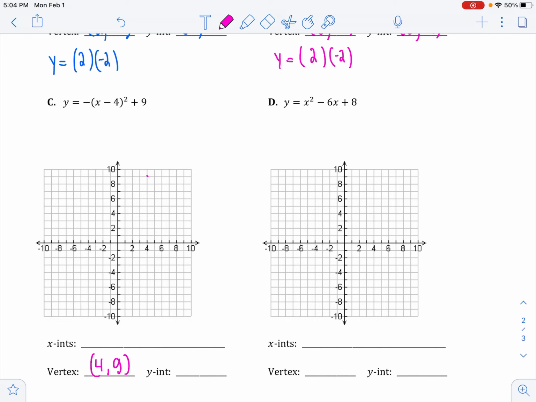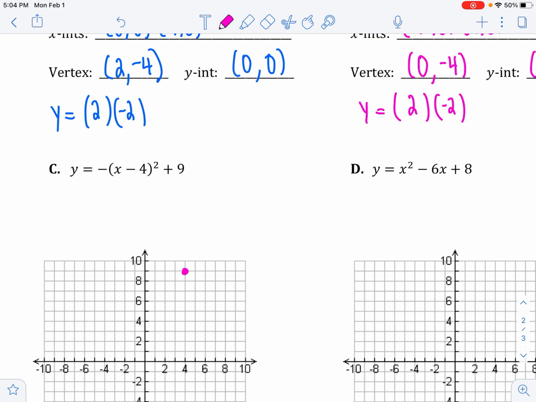Write that down right away. 4, 9. Right there. All right. Now I need my x-intercepts. So for x-intercepts, set y equal to 0 and solve, right?